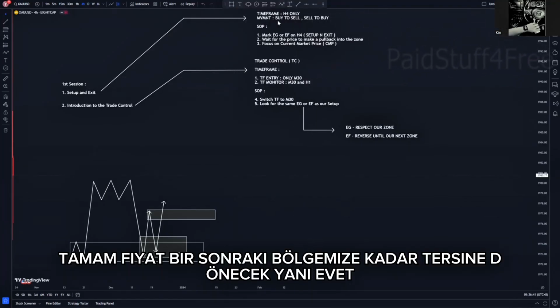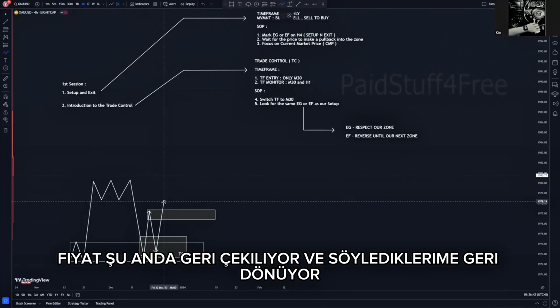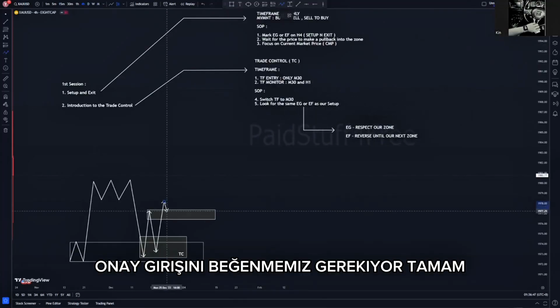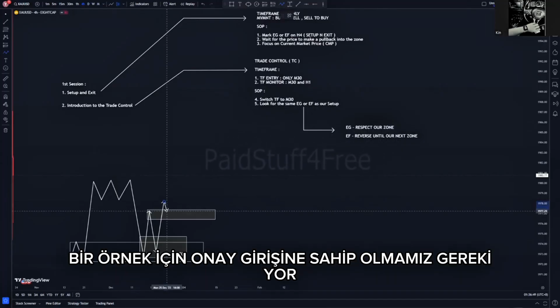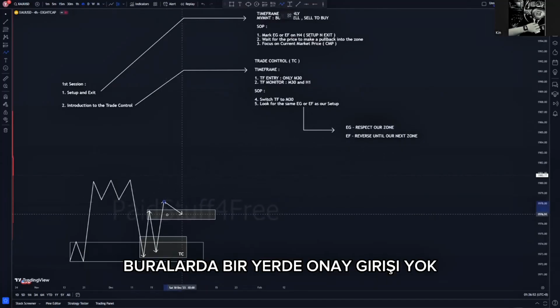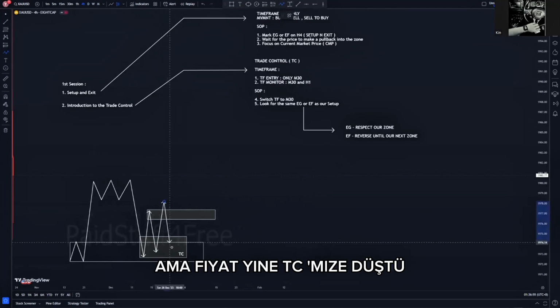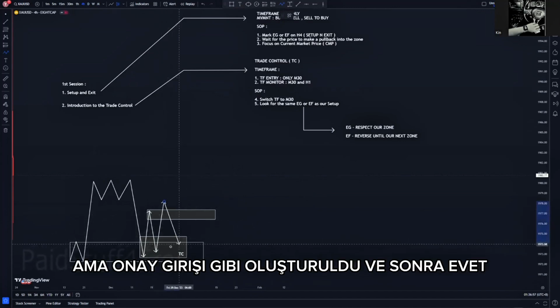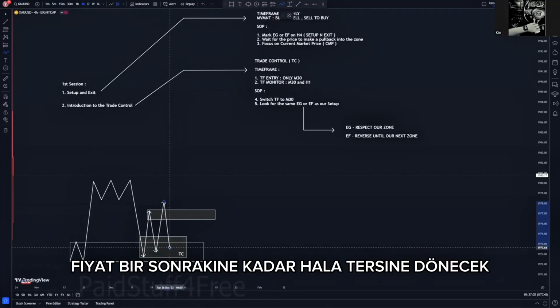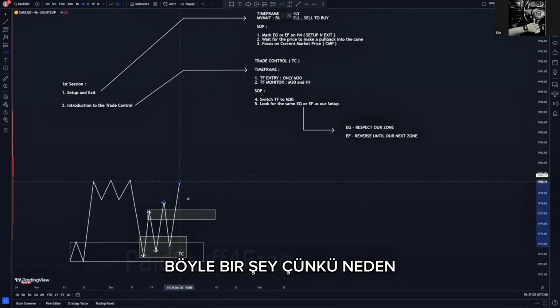So the price is making a pullback right now. And back to what I said, we need to have the confirmation entry. For example, there is no confirmation entry somewhere around here, but the price went down into our TC gain and created the confirmation entry. And then the price is still going to reverse until the next one, something like this.